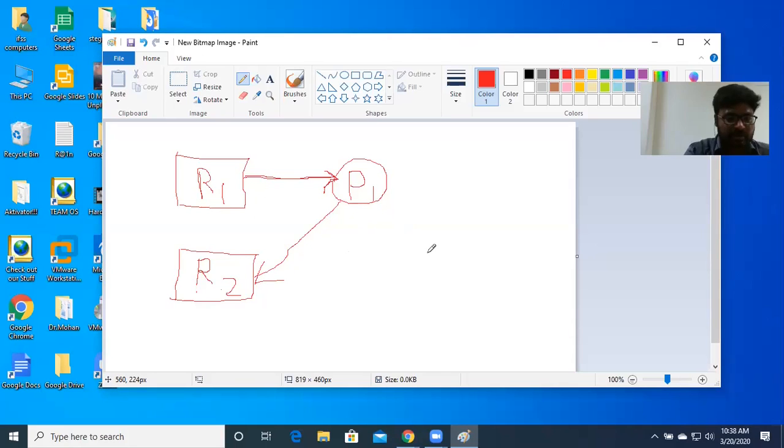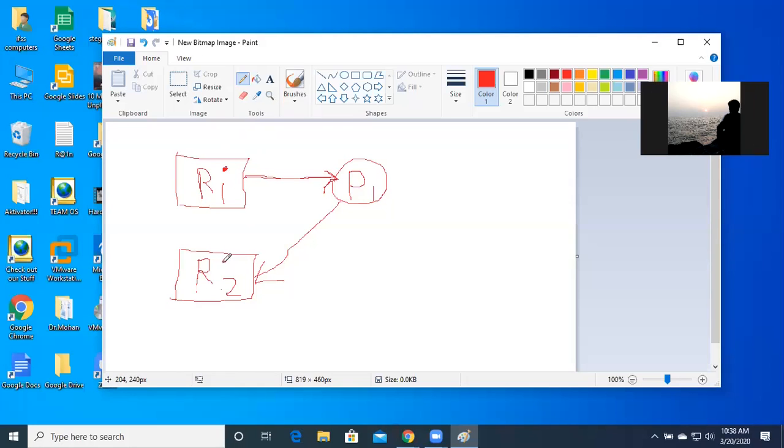Now we discussed how to represent a resource, how to represent a process, how to draw an assignment edge, how to draw a request edge. All we have discussed. Now consider an example. Now I am having a single dot inside. What does it mean? Already we discussed, right? What does it mean?